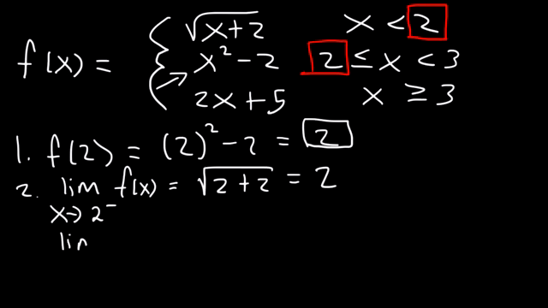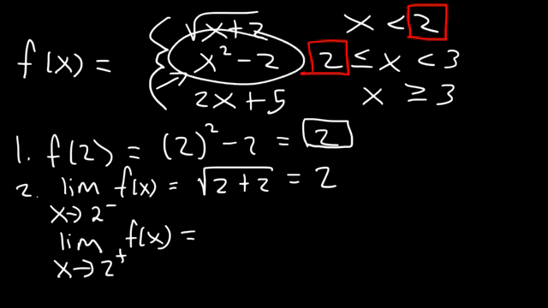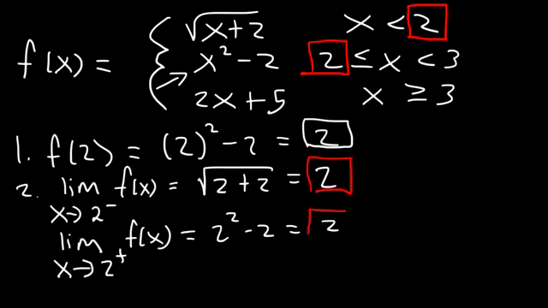So now we got to check the right side. The limit as x approaches 2 from the right. On the right side, x is greater than 2, so we're going to use this function, x squared minus 2. So that's 2 squared minus 2, which we know is 2. Now, because the left side and the right side are the same, that means that the limit indeed exists.